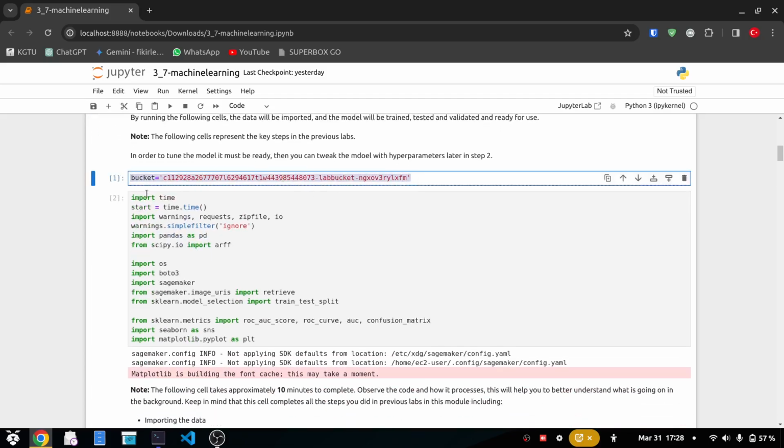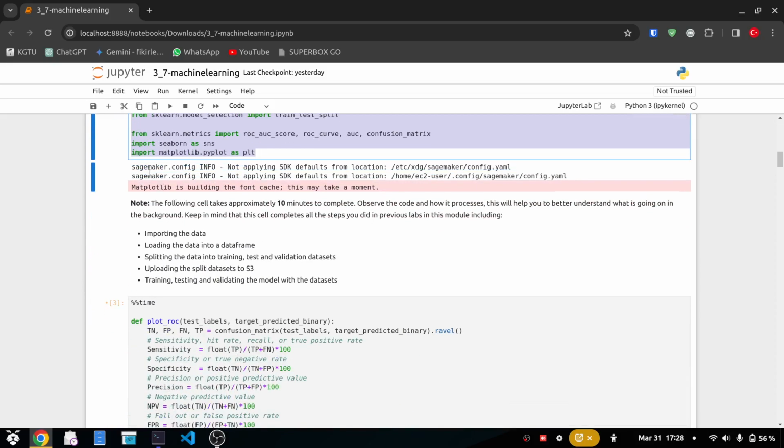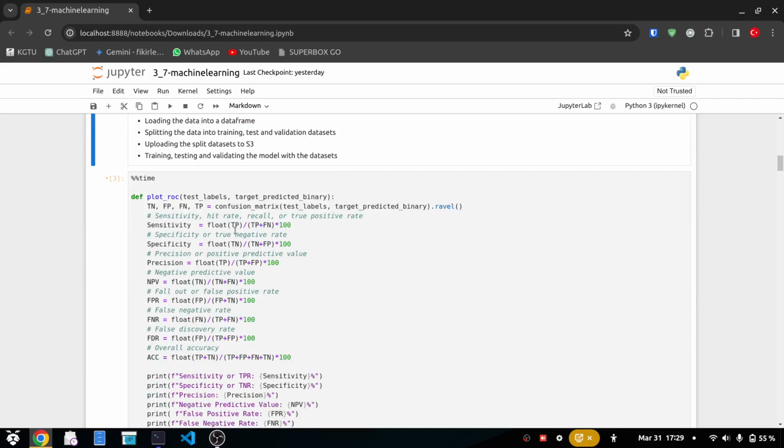So we have a bucket ID in here, and we are importing our libraries. After that, the following cells take approximately 10 minutes to complete. Observe the code and how it processes. This will help you to better understand what is going on in the background. Keep in mind that these cells complete all the steps you did in the previous labs in this module, including importing data, loading data to a data frame, splitting the data into training and validation test datasets, uploading the split datasets to S3, and training, testing and validating the model with the datasets.